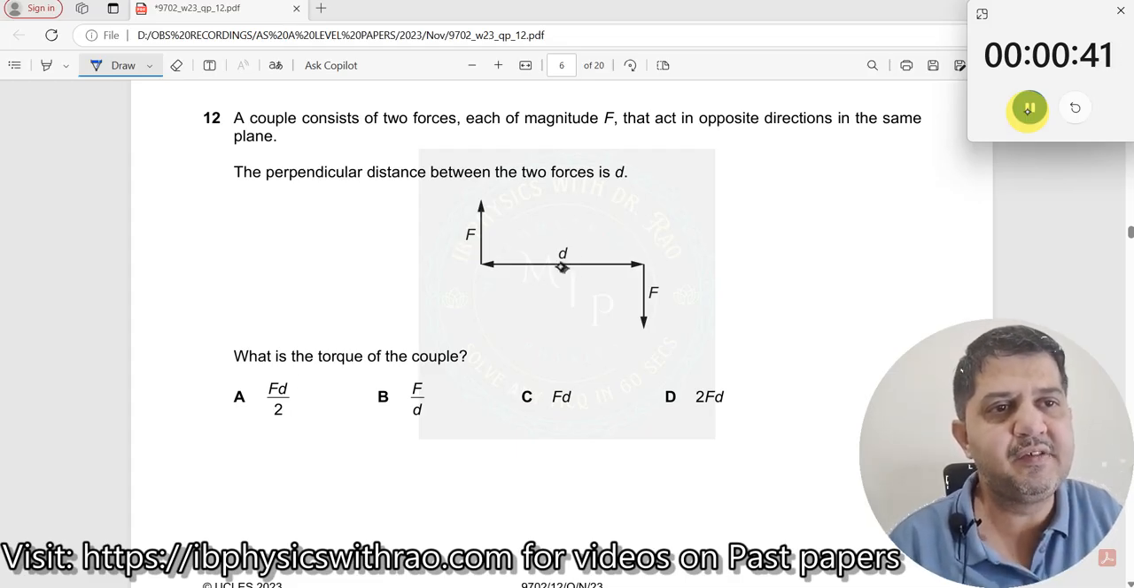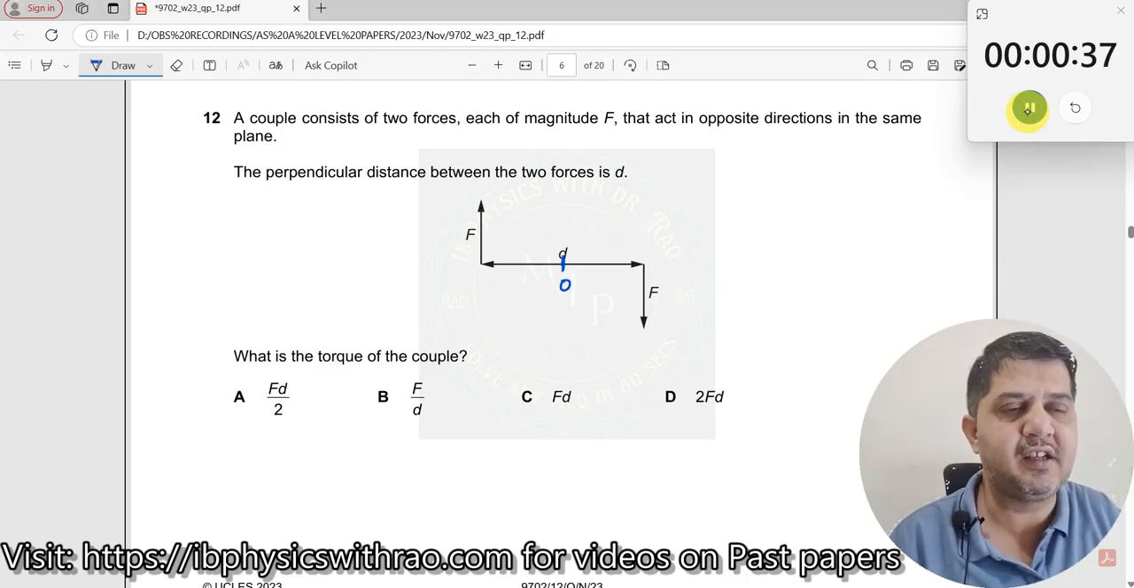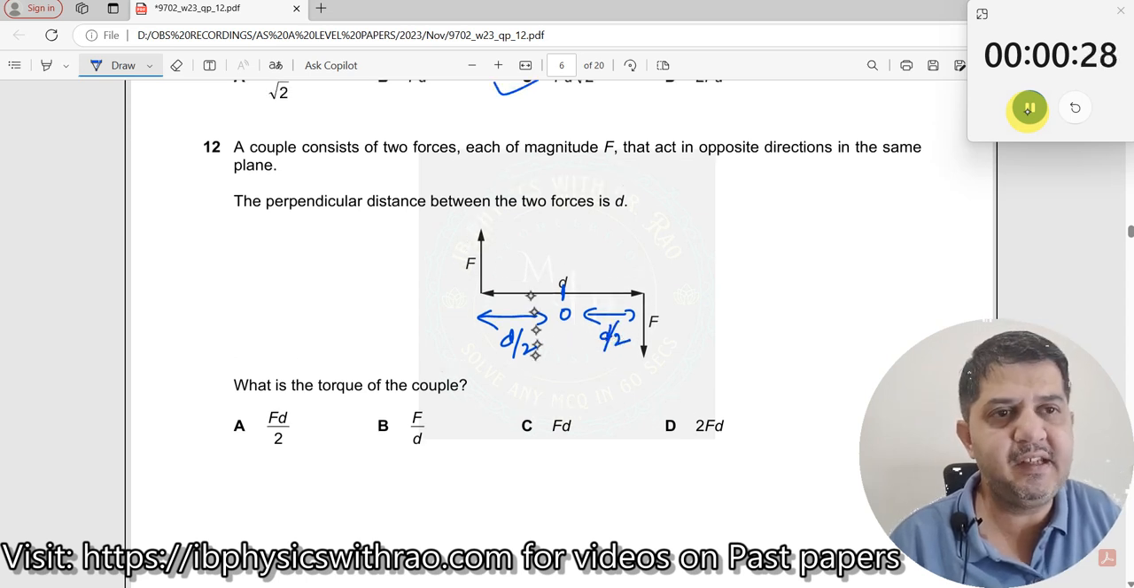So therefore, what we will do is we'll take the middle point over here. Let me call this point O. About this point, we will find the torque. So if I take the midpoint over here, this distance would be D by 2, this distance would be D by 2. D by 2 over here. Right. So with this D by 2, what does this give you?